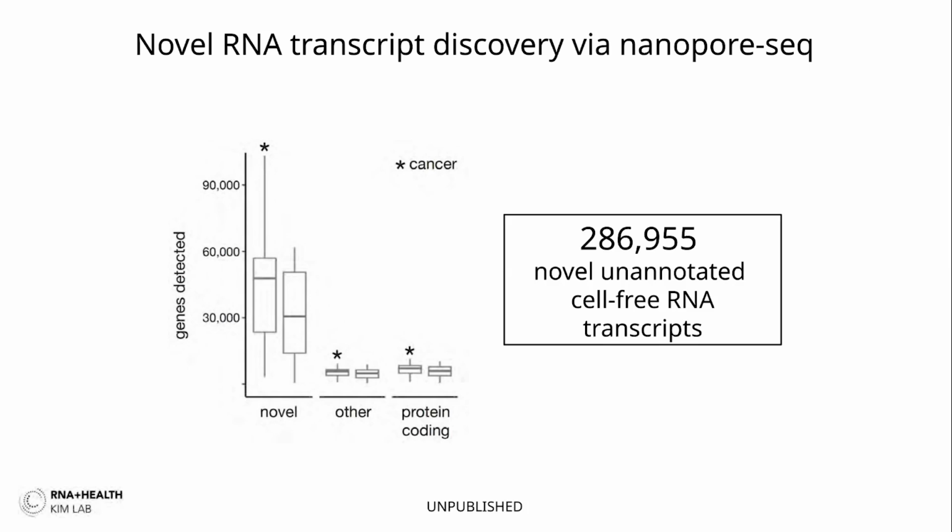And so here what we're seeing is that for these protein coding genes, again, we see about 10,000 or so detected in healthy individuals or individuals with a cancer or Barrett's with high-grade dysplasia, and also for these other biotypes that are in the GENCODE annotation. But again, when you look at these novel unannotated transcripts, we see that there are tens of thousands of these unannotated novel cell-free RNAs in any given individual. And so this is really exciting for us to be able to enable early detection of disease.